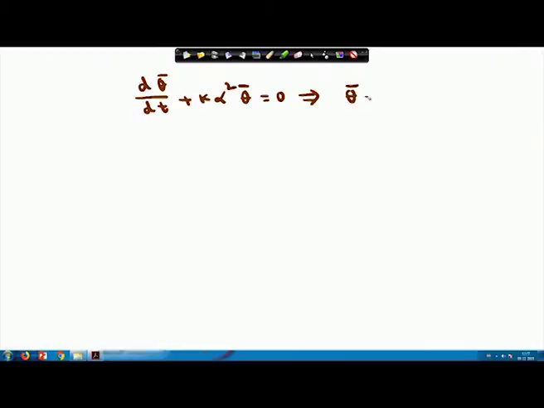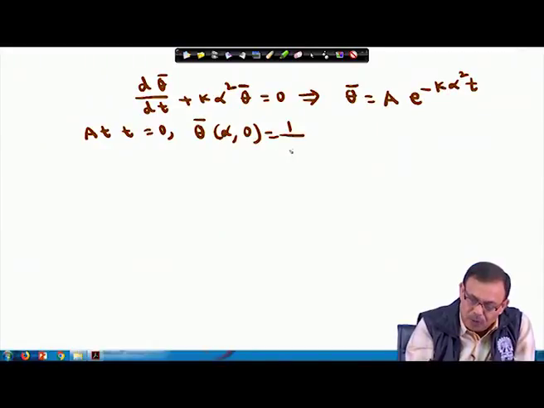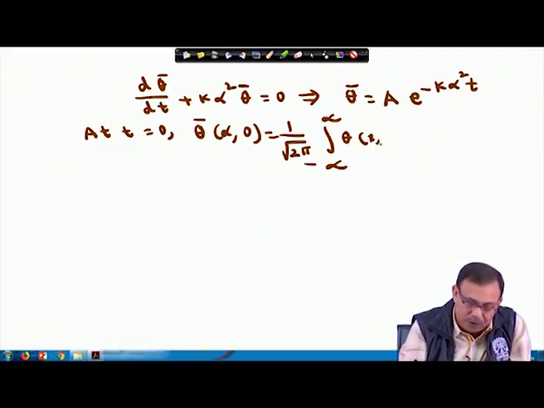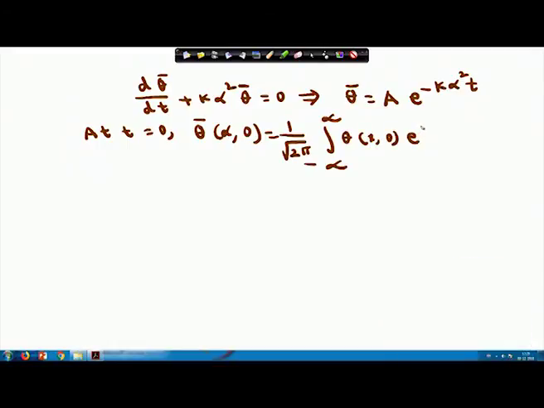So, the solution is theta bar equals a e power minus k alpha square into t. Now, I have to find out, again by a similar process, the value of a at t equals 0, theta bar alpha 0. This equals 1 by root 2 pi, integral from minus infinity to infinity theta x 0 into e power i alpha x d alpha, it will be a function of alpha.